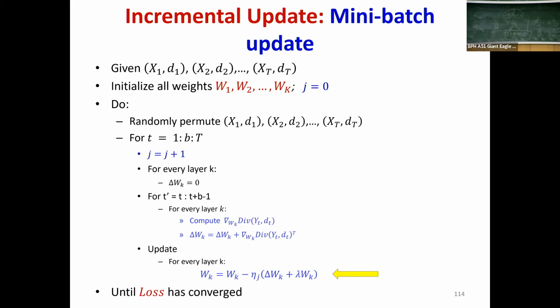Isn't this what you guys implemented in your homeworks, right? You called it the weight decay. The weight decay was simply L2 regularization.